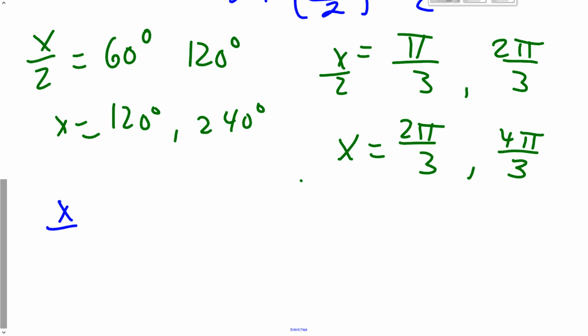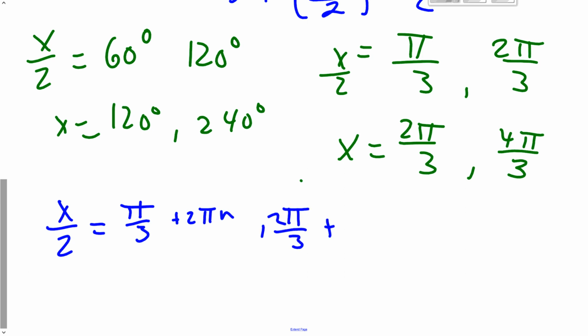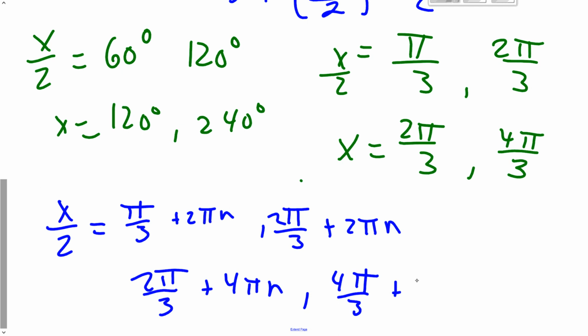So that'd be x over 2 equals pi thirds plus 2 pi n, and 2 pi thirds plus 2 pi n. Then when we multiply by 2, this becomes 2 pi thirds plus 4 pi n, and this becomes 4 pi thirds plus 4 pi n, because I'm multiplying everything by 2 here. And so that's why it becomes 4 pi n instead of 2 pi n.